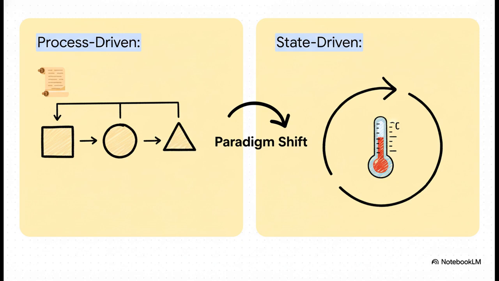We're moving from a model that is process-driven. You can think of that like following a recipe, step 1, step 2, step 3, to a model that's state-driven. That's more like setting a thermostat in your house. You don't tell it how to heat or cool, you just tell it the state you want, 72 degrees, and you trust it to make it happen.